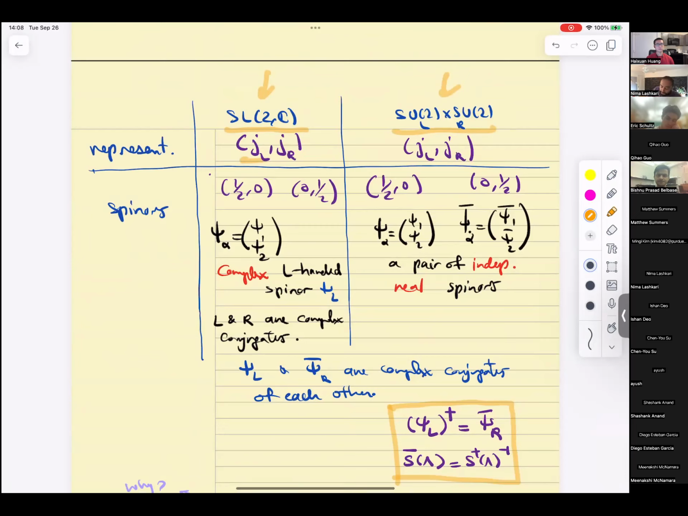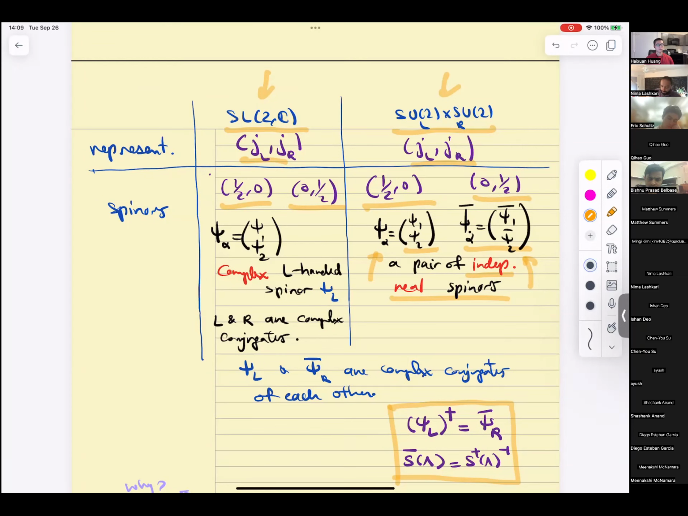The reducible representations are labeled the exact same way, using J left and J right of SU2. You have left Weyl fermion, right Weyl fermion. Left Weyl spinors, right Weyl spinors. Now there's a distinction. In the case of the Euclidean theory, SU2 cross SU2, what you have is a pair of independent real spinors. So you have a left Weyl spinor, these are real, so it's a vector with two real variables. And then this is the left, and then the right is another vector with two variables that are also real.